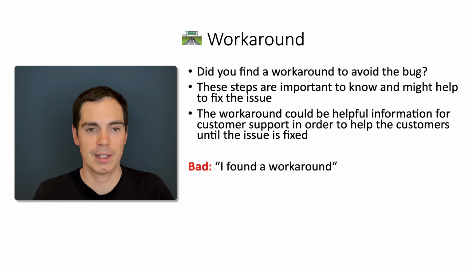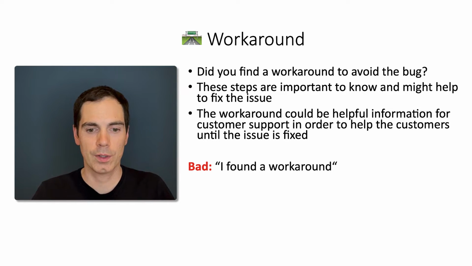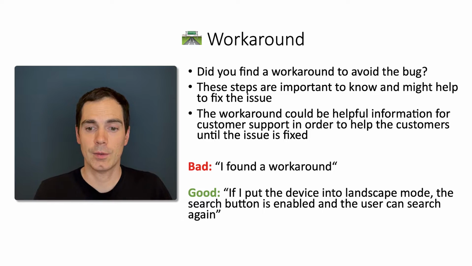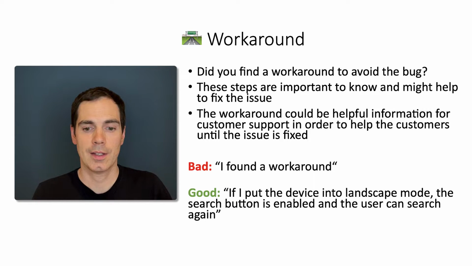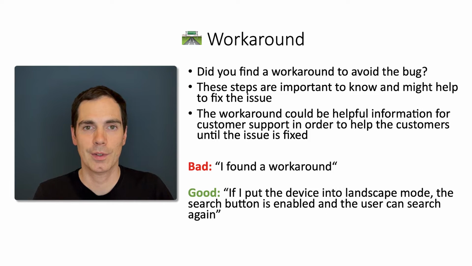What is a bad example for a workaround? I found a workaround. A good one is, if I put the device into landscape mode, the search button is enabled and the user can search again. Could be a workaround. Not a nice one, but could be.